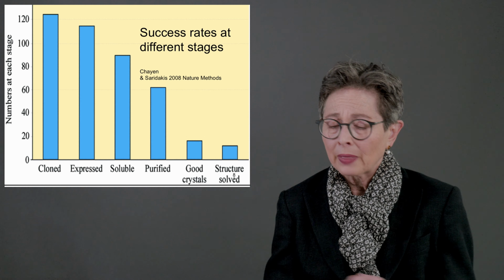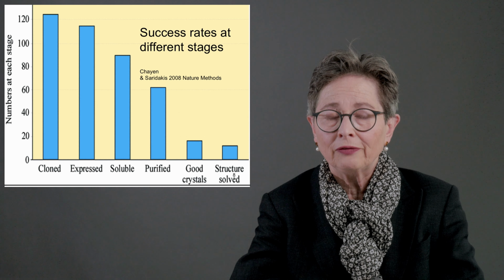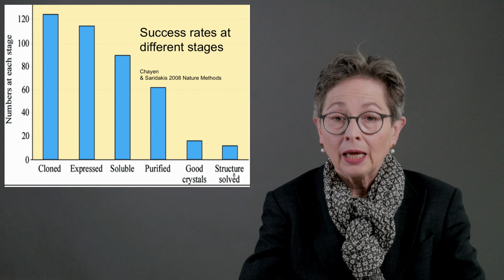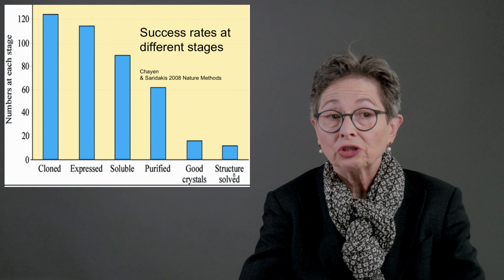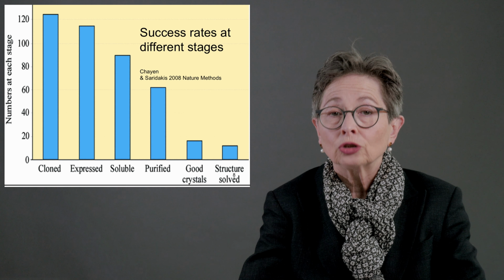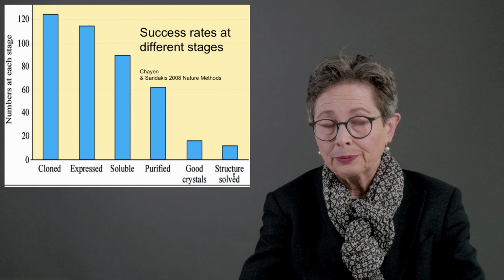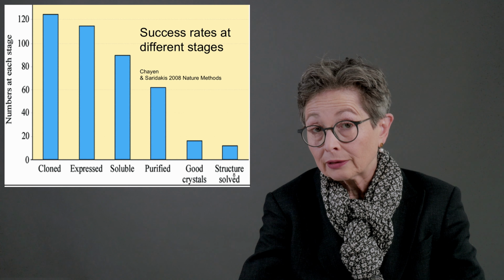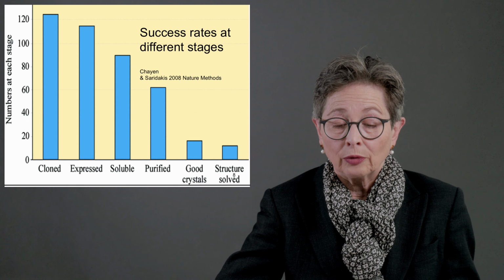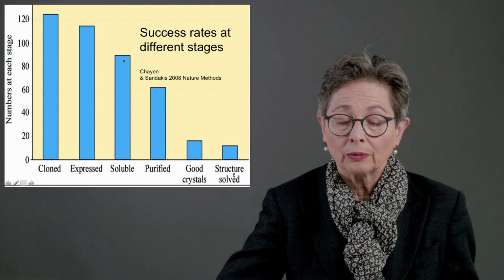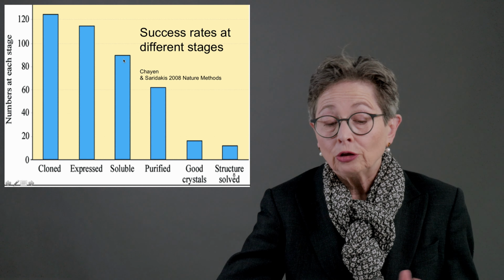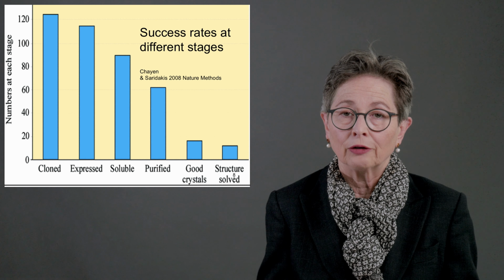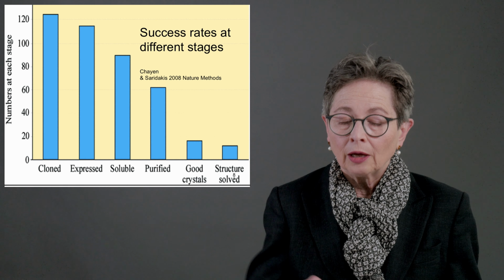Now in this slide, I'm showing the same information as the previous one, but in a different way. I'm showing it here as a bar graph. If you start with, say, 100, 120 targets that you want to crystallize and solve the structure, you begin by cloning them, and most of them can be expressed. You have a slight number that aren't soluble. You lose a few here. These aren't soluble. And then you lose a few more because you can't quite get enough material. Can't purify enough. You can't purify that 1 milligram. So you lose some there.